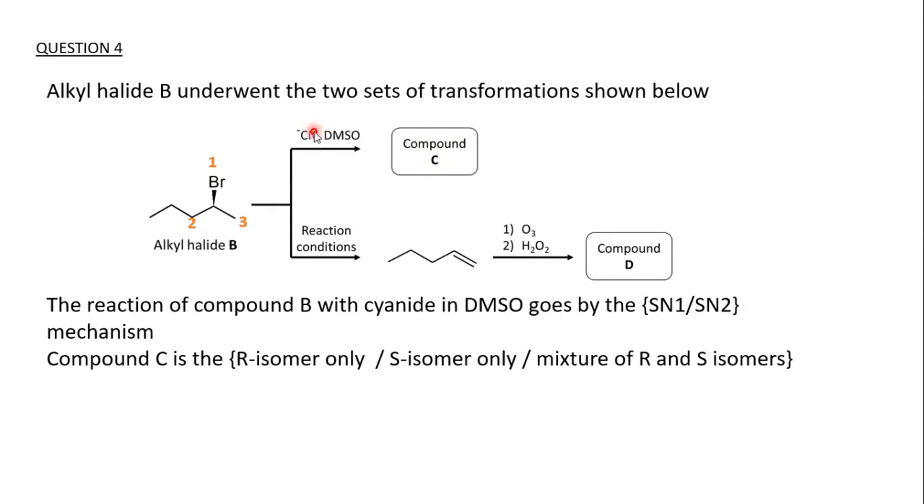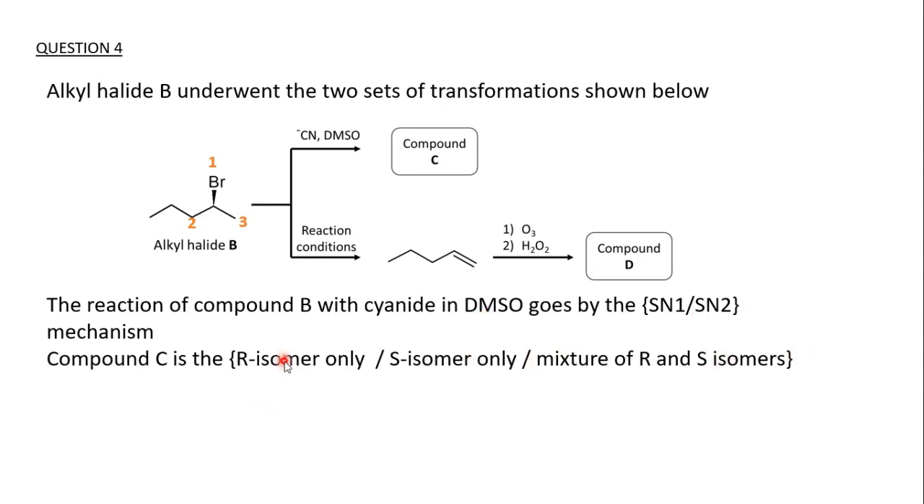So compound C is going to be the product when cyanide reacts with alkyl halide B, and we're asking for the stereochemistry of compound C. Is it going to be the R isomer only, the S isomer only, or a mixture of R and S? Well, we can eliminate one of them right away. Which one can we eliminate? The mixture, because we know it's not going by SN1. So because it's not going by SN1, this is eliminated right away.